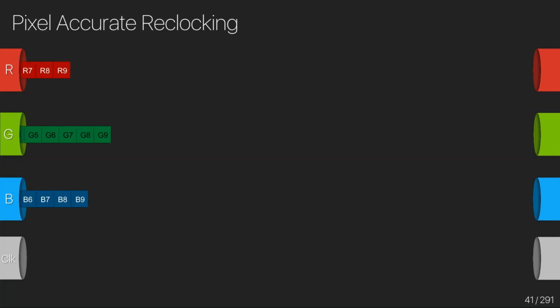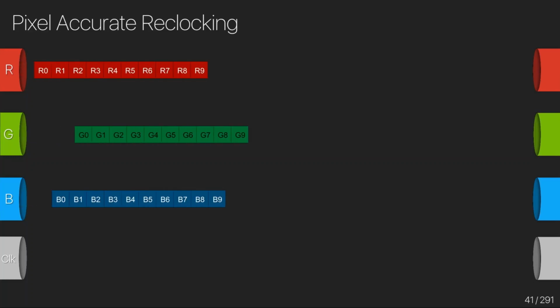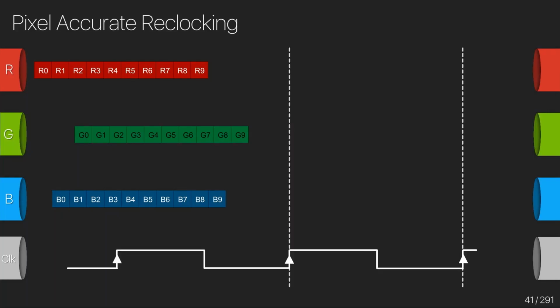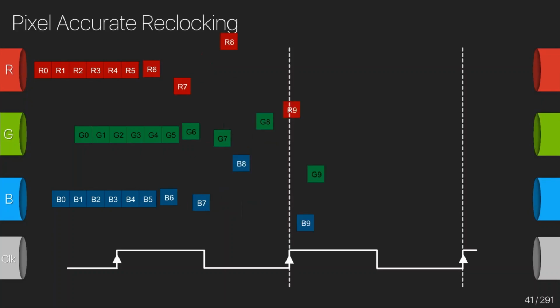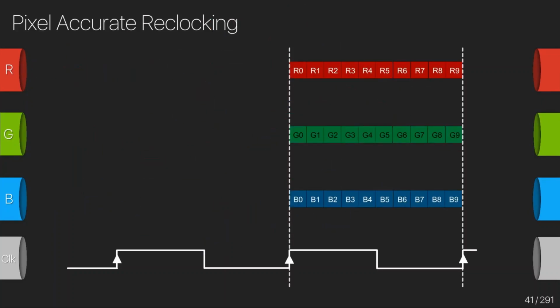If we see the same example, and we take all of our pixels with the different color channels, and we have our pixel clock, what pixel accurate reclocking will do is take the whole signal apart, analyze it, and put it back together by taking the rising edge of the clock signal as the reference point. This means that the outgoing signal is perfectly matched to the pixel clock signal. In essence, it's the same as if it came out of the source and is now prepared to go through multiple non-reclocking devices again.